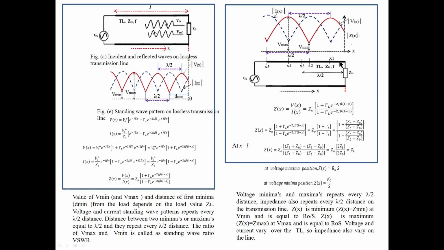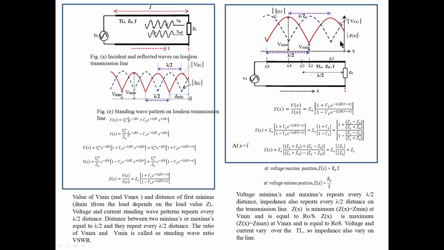So as you move towards the generator, we will come across maximum voltage and minimum voltage, and it varies like this. The voltage has some value here, it increases and reaches a maximum value, then decreases and takes a minimum value, and again it increases. And we discussed that the current variation is opposite to the voltage variation. See, the dotted one is the current variation.